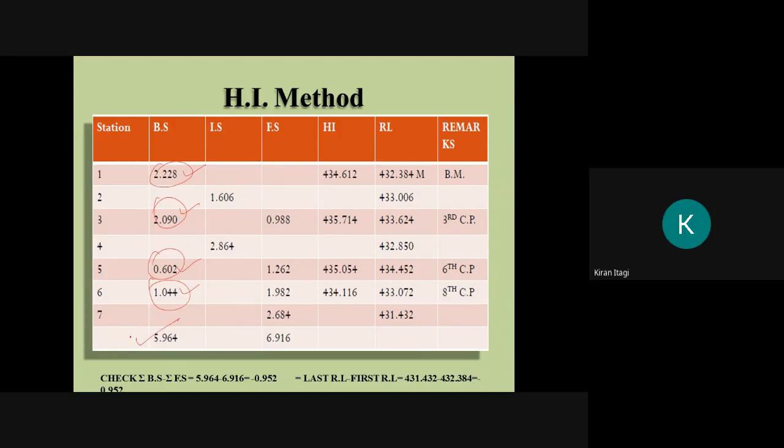Okay, correct. That is the summation of backsight. Now add all the foresight readings. That is the summation of FS. Add these three readings. How much are you getting? Sorry, all these four readings. You are getting 6.916. Summation of backsight means adding all the backsights, and summation of FS means adding all the foresight readings. That is 6.916.